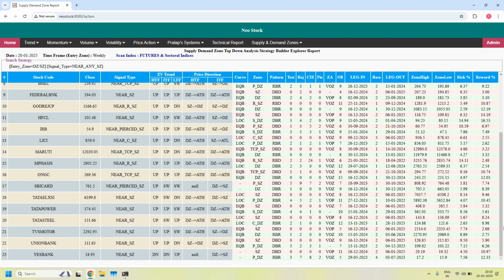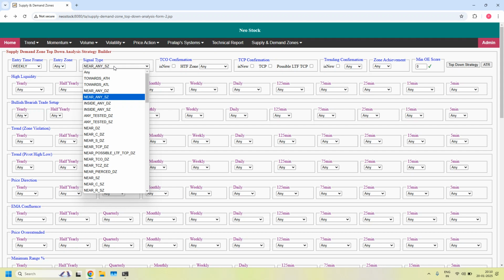I repeated again. I went to monthly and again I came here. Sorry for the mistake. But anyway, next weekly time frame.